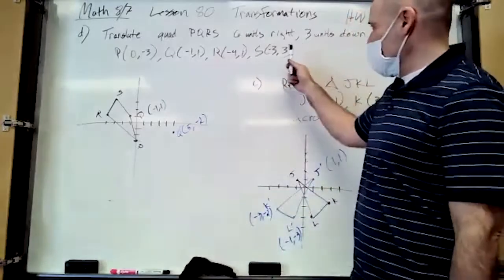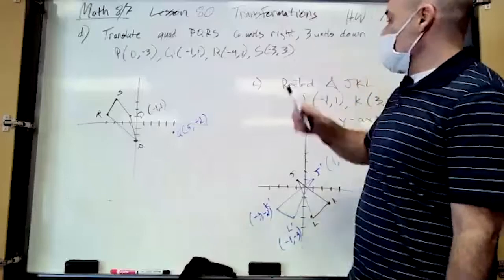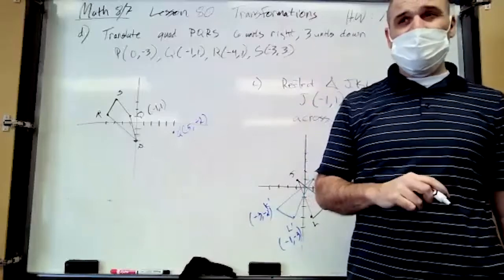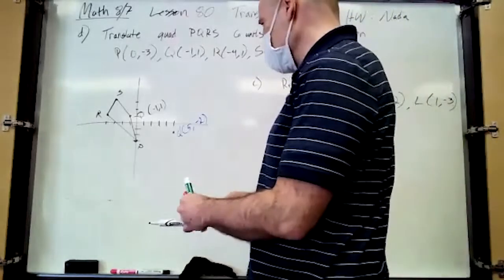6 units to the right, that means add 6 to your X coordinate. 3 units down, that means subtract 3 from your Y coordinate. That makes sense, right? So where's S prime going to be?